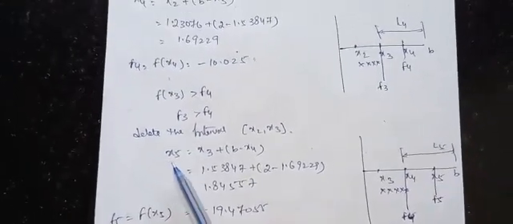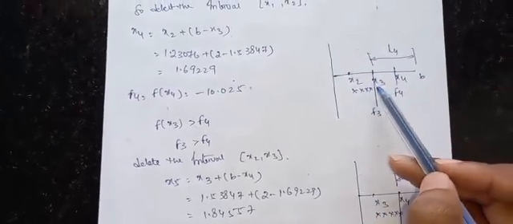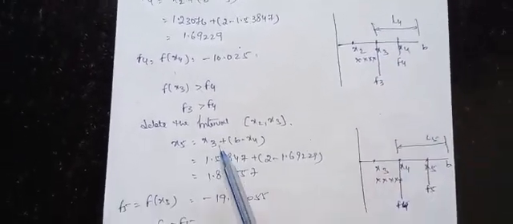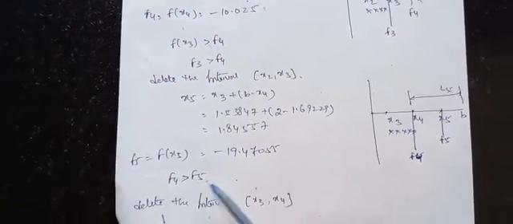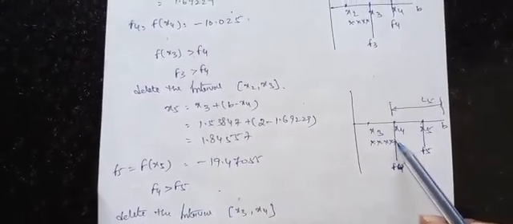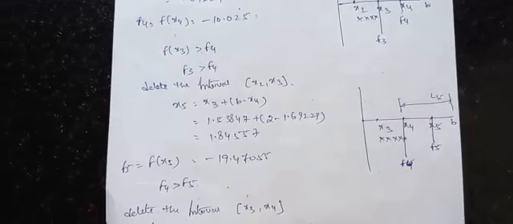Next, again calculate x5. The x5 formula is x3 + b - x4. Calculate this value and substitute in the function to get the value. Now compare with f4. Here f4 is the greater value, so delete the interval x3 to x4.